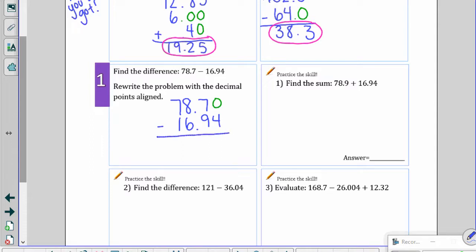So 0 minus 4, I can't do that, so I'm going to borrow this from here and turn this 7 into a 6. So then I have a 10. 10 minus 4 is 6.